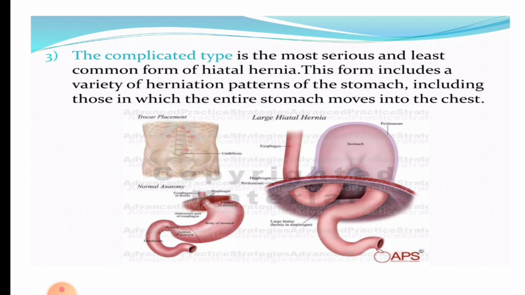The complicated type is the most serious and least common form of hiatal hernia. This form includes a variety of herniation patterns of the stomach, including those in which the entire stomach moves into the chest.